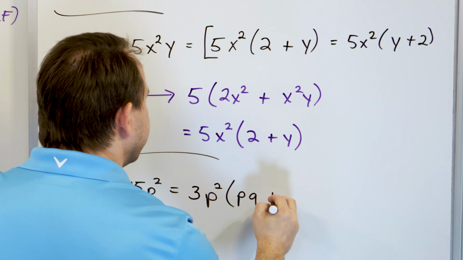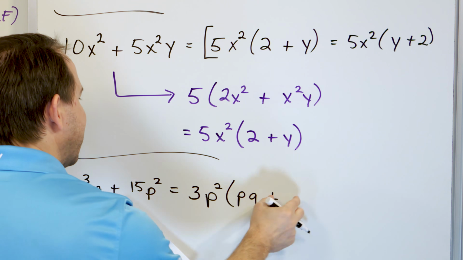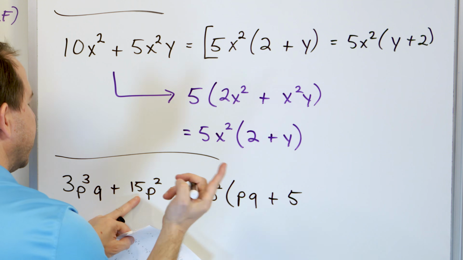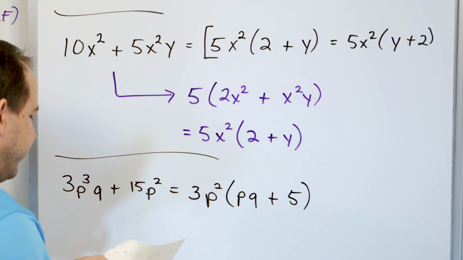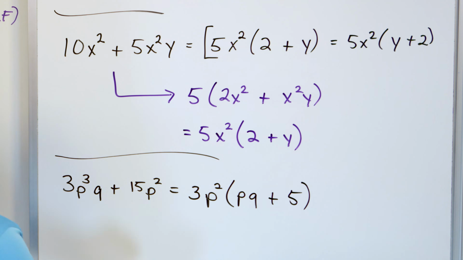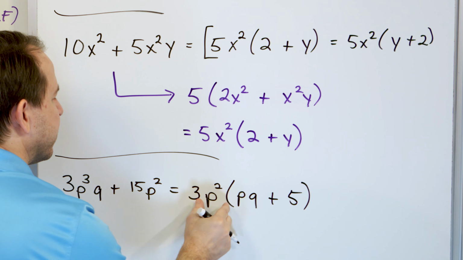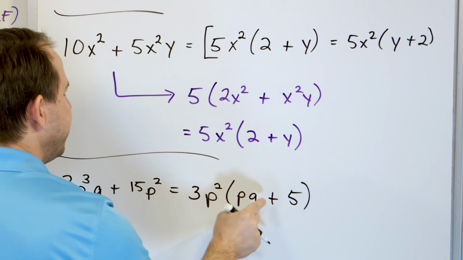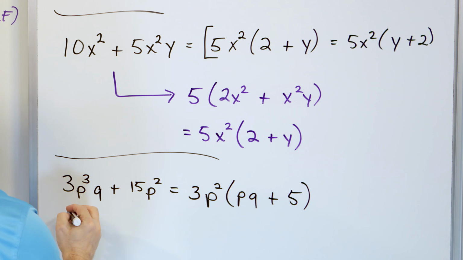Plus sign from here, and then this times what gives me this? I need a 5, obviously. And the p squared is already going to come along for the ride, so this is going to be the answer. So it'd be 3p squared times this plus 5, and you just double check yourself. This times this will give me 3p cubed times q, and this times this will give me 15p squared, and that'll be the final answer.